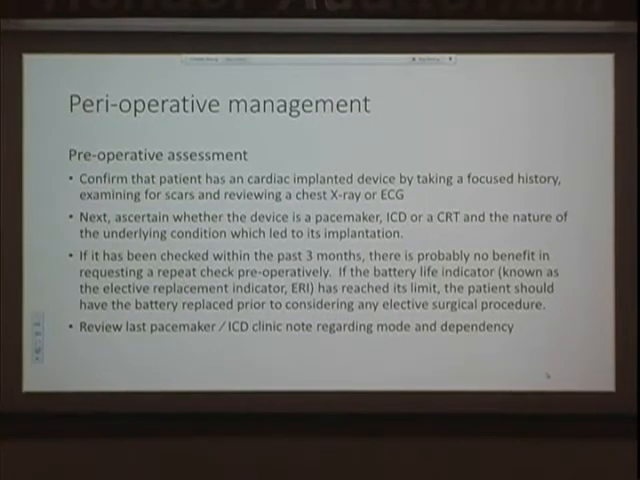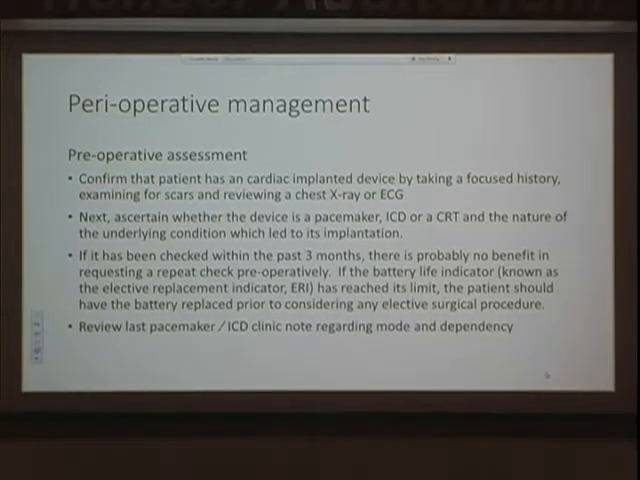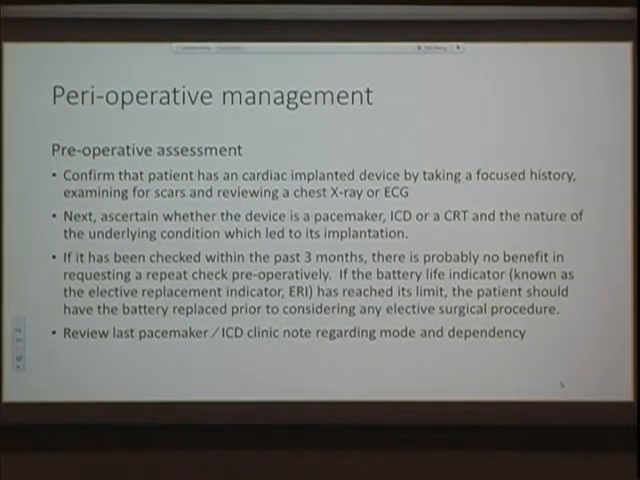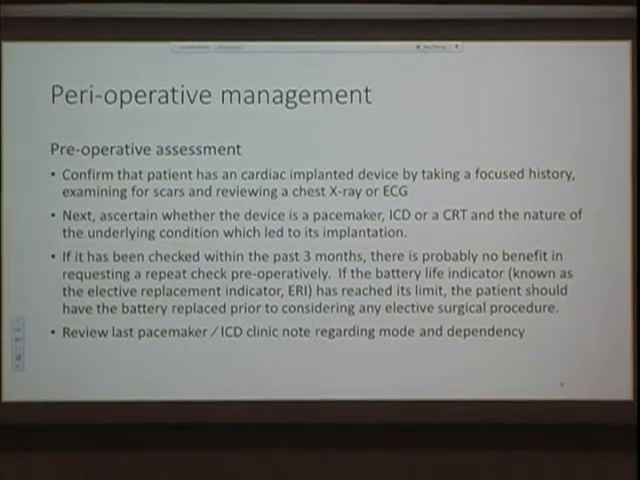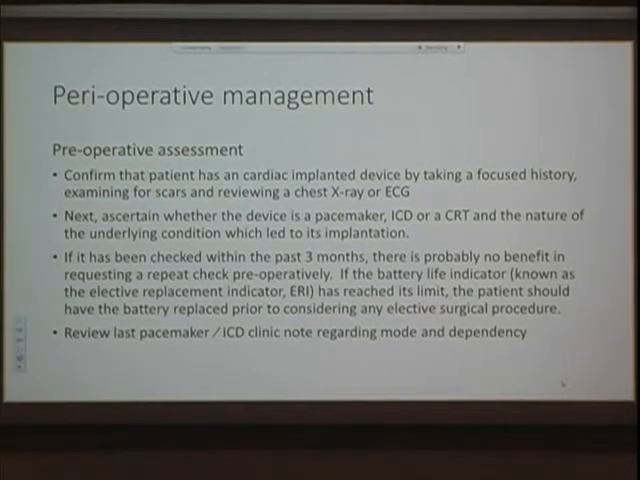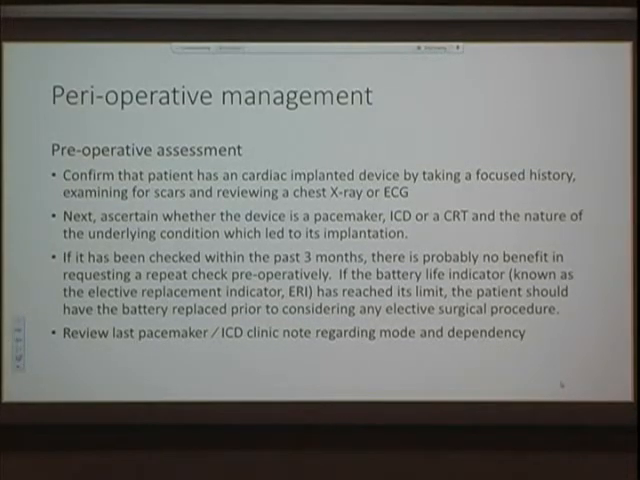You should look at the last interrogation note in the chart, whether in EPIC or in CPRS, and see if the battery is adequate. If it's less than 3 months left or if the battery is nearing replacement, then for elective procedures it's recommended that the battery be replaced before the patient is taken to the OR. But if it's good for 3 months or more, then there's no need to worry about the battery.